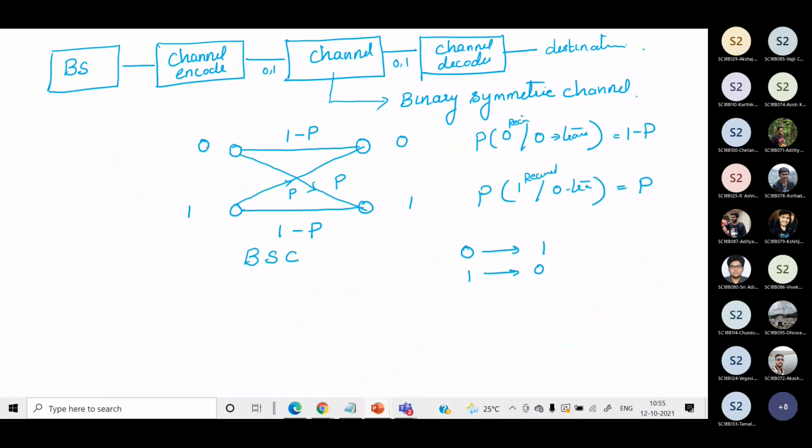The input to the channel is 0 or 1, and the output of the channel is also 0 or 1. If 0 is transmitted and 0 is received at the output of the channel, then no error has occurred. The probability for 0 given 0 is 1 minus p. If 0 is transmitted and 1 is received, the probability is the error probability, which we define as p. Why is it called symmetric? Because P of 1 given 0 and P of 0 given 1 are equal. So it is called a binary symmetric channel.